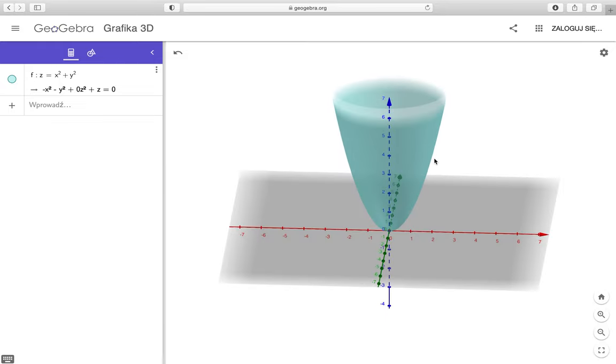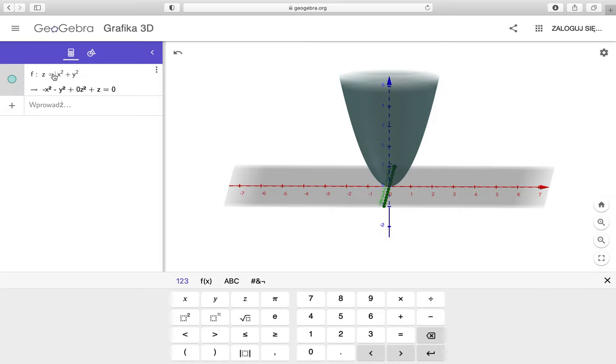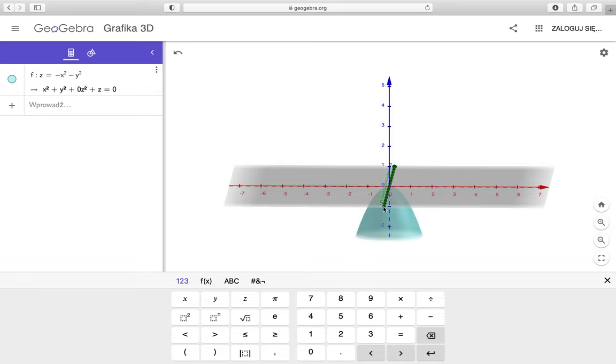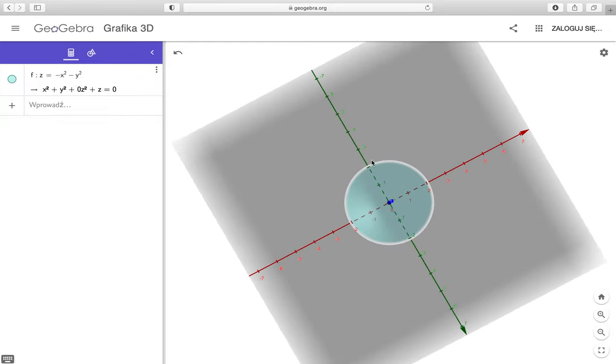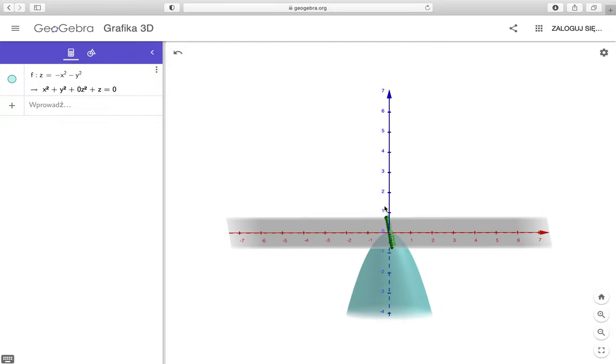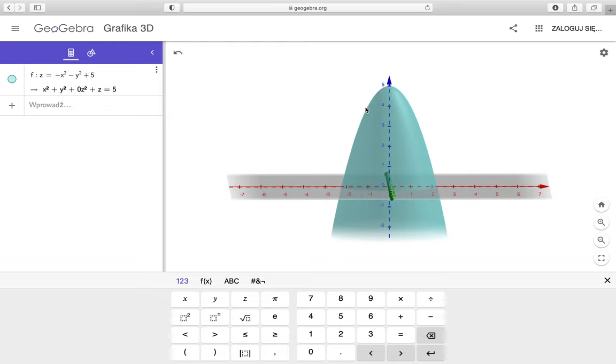Now, what would happen if I would introduce minuses in front of x and y, I'm sorry? Now, we would have upside down parabola. It would be now in the shape of a hill. Of course, look, I can easily move it higher, for example, by adding 5. See, now the top is at 5.